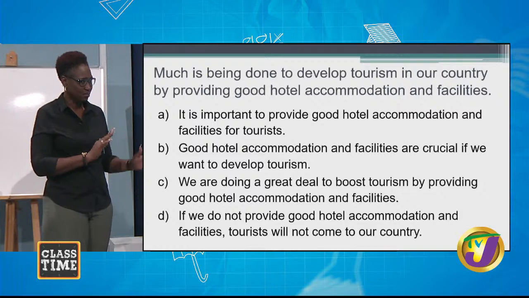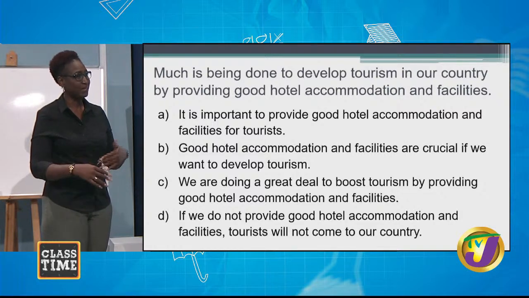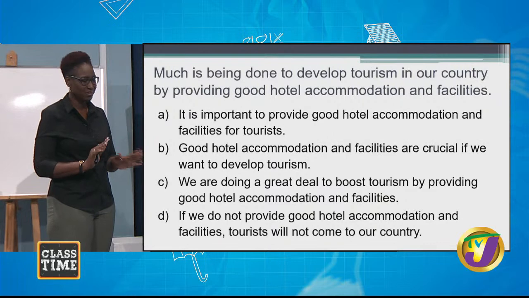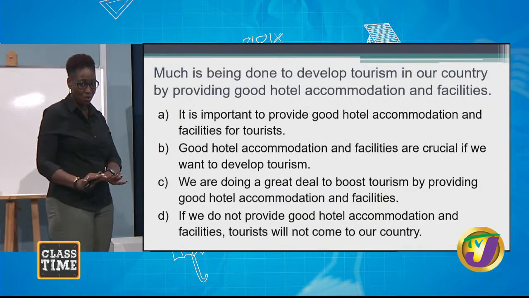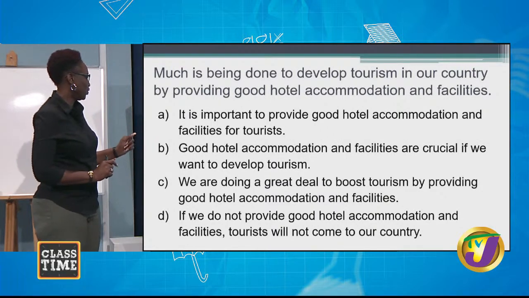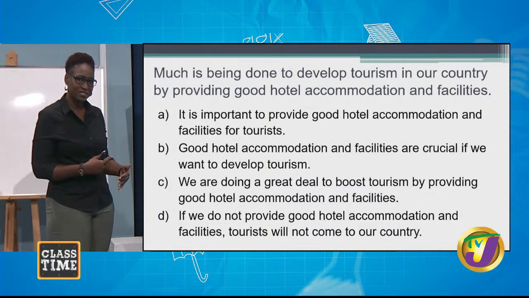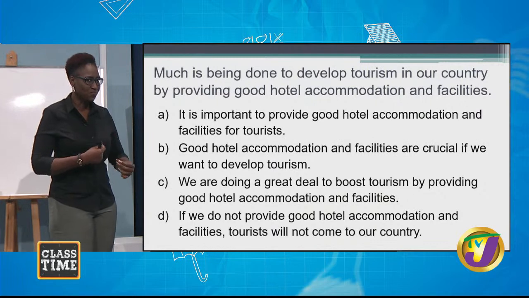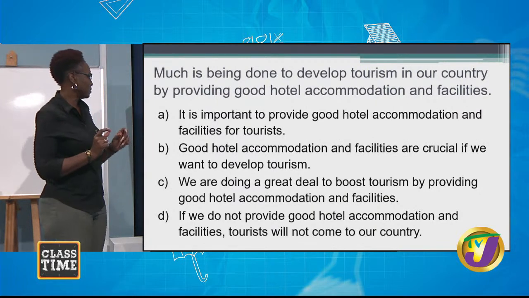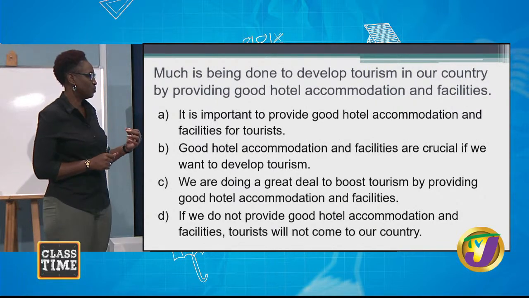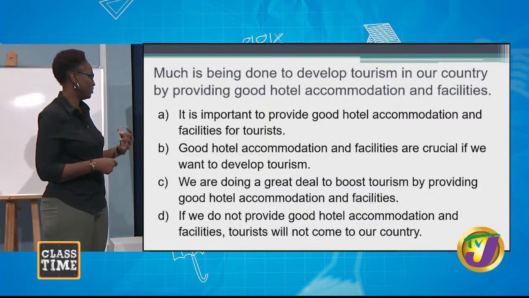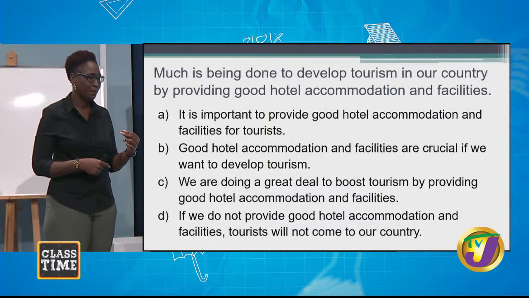So the idea is somewhat different, related in a vague way, but not the same thing. So D is out. Look at C now. We're doing a great deal to boost tourism by providing good hotel accommodation and facilities. That one sounds feasible, so let's hold on to that. B says good hotel accommodation and facilities are crucial if we want to develop tourism.